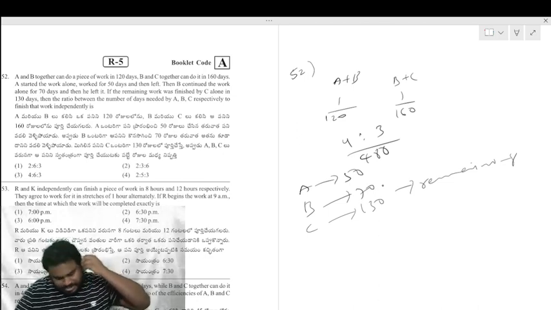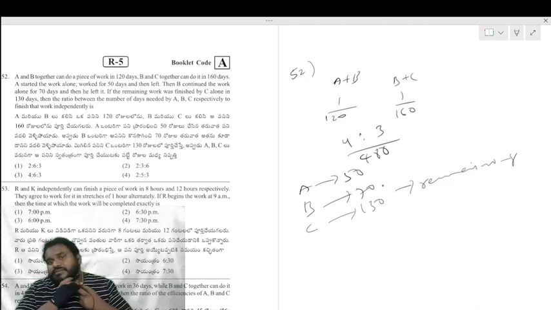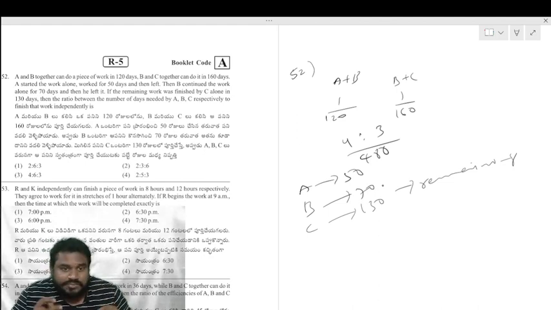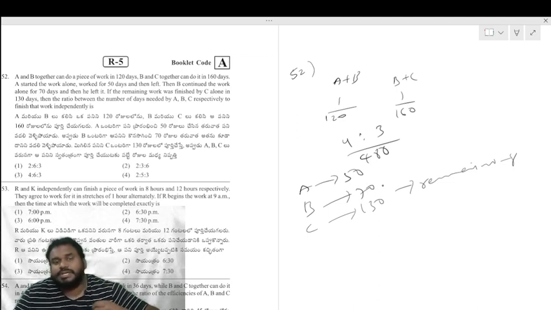These are the two things. And A worked for 50 days and left. B worked for 70 days after A and then left. C worked the remaining work and finished it. This is the problem given. So the ratio between the number of days needed by A, B, C respectively to finish the work independently is what is being asked.